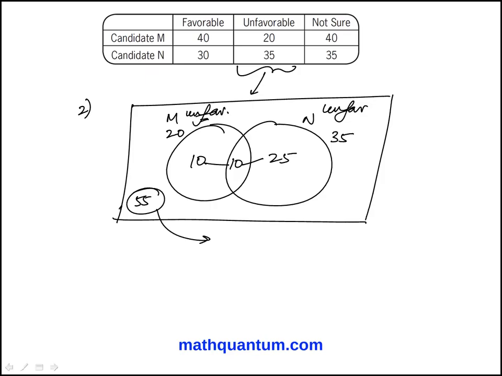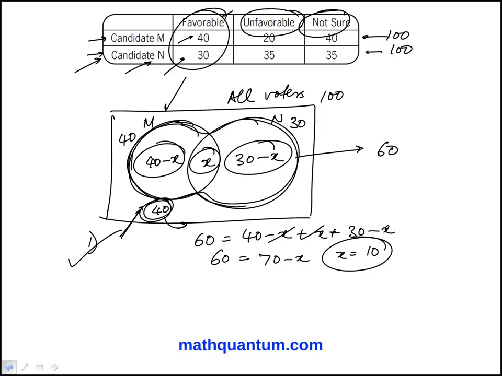And that's a combination of voters who said favorable and not sure. Now the question is about the number of voters who responded favorable for both candidates here. And statement 2 really doesn't tell us anything about that overlap. So 2 alone is insufficient. And statement 1 alone is sufficient. So the answer is choice A.